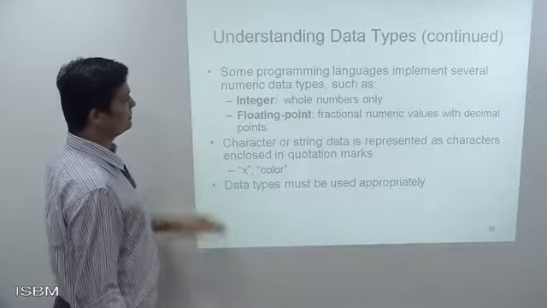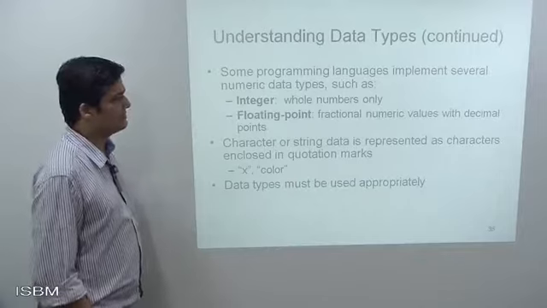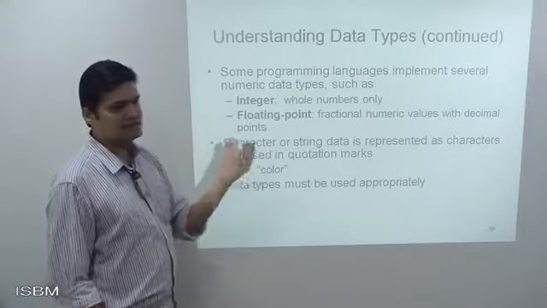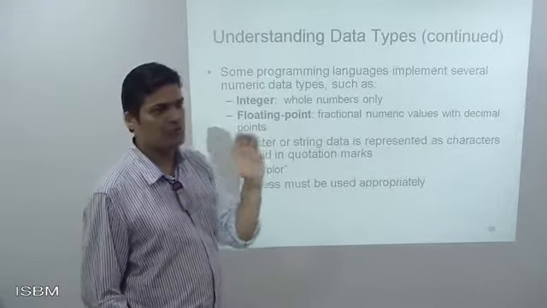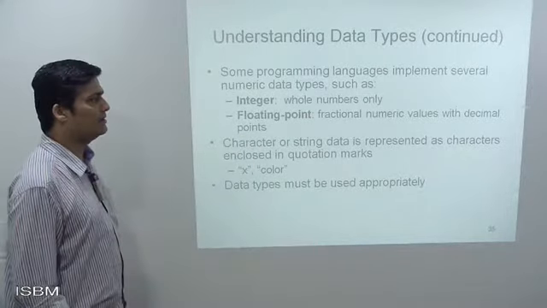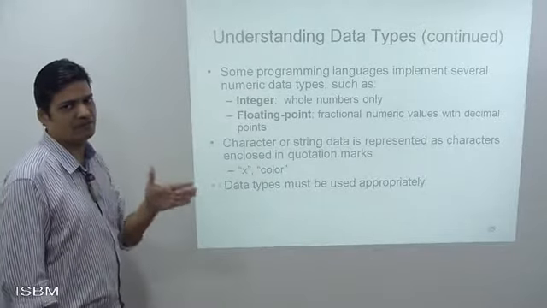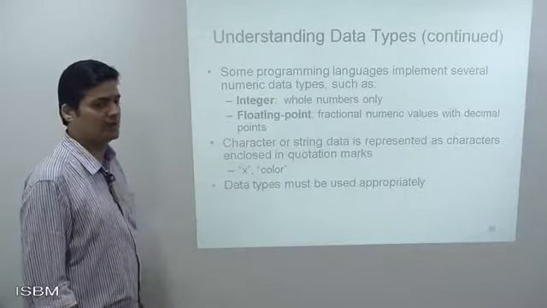Understanding data types. Some programming languages implement several numerical data types, such as integer. An integer is nothing but a whole number: 1, 2, 3, 4, 5, 6. Floating numbers are fractional numerical values with a decimal point, like 1.11, 1.12. This is called floating.